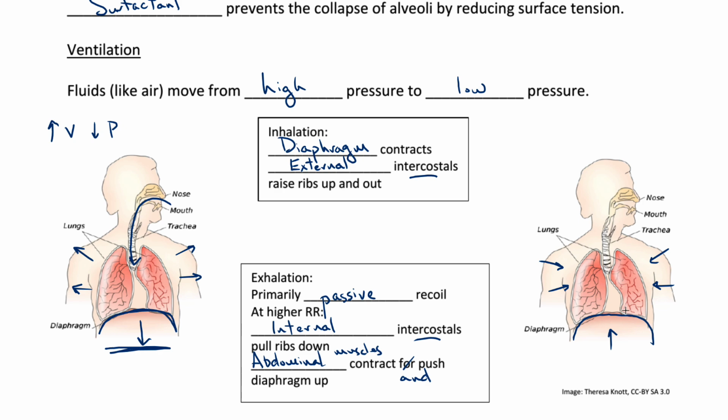And so the combination of the passive recoil and, at higher respiratory rates, these other muscles can increase the pressure inside your chest, and then you breathe out, again, because fluid is moving from an area of high pressure to low pressure. So that's an overview of the mammalian respiratory system and the process of ventilation or breathing.